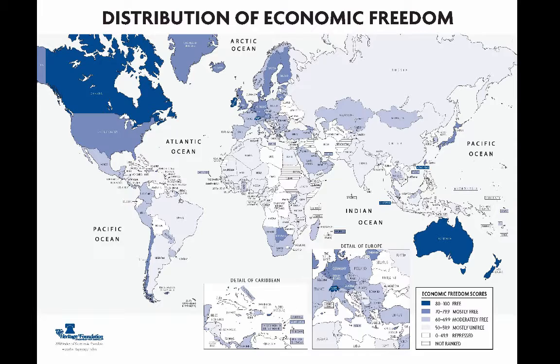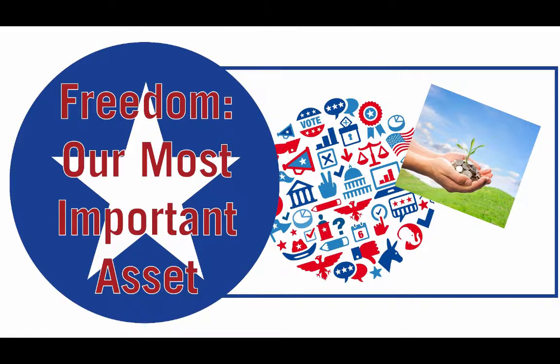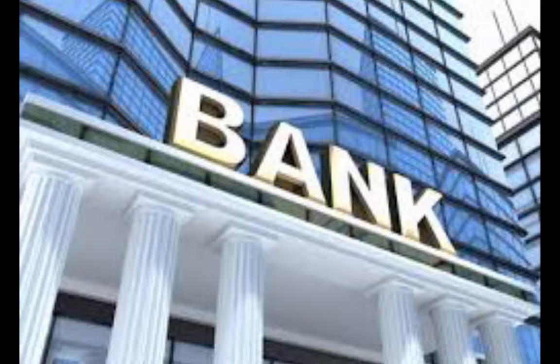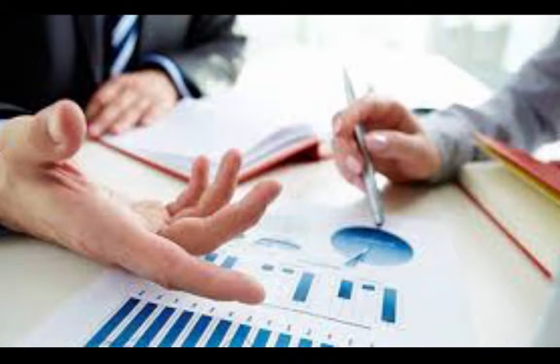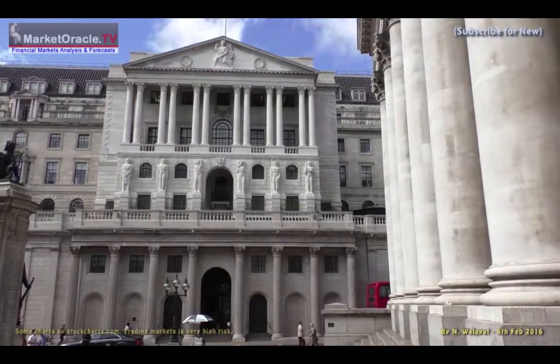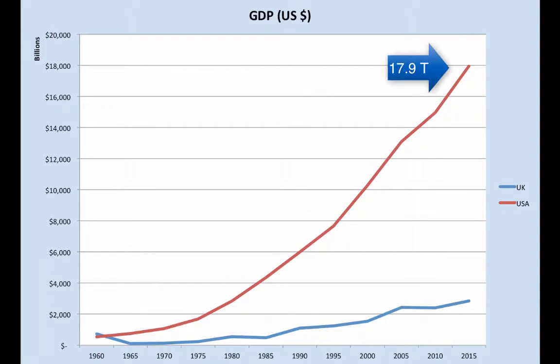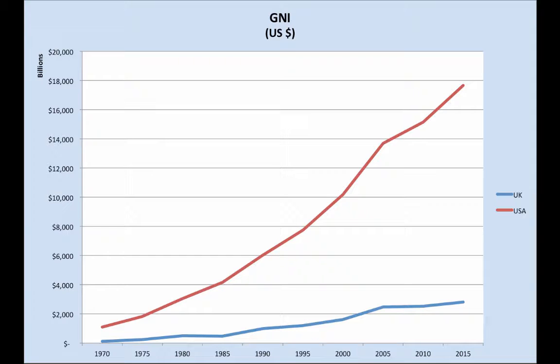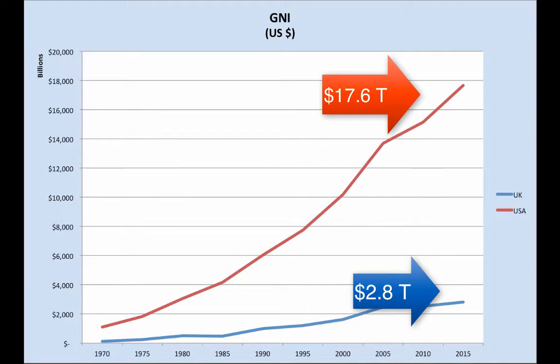These values have been consistent over 20 years, hovering around the value of 75. Services such as banking, insurance, and business services are key drivers of the UK's GDP growth. The GDP for the United States in total is much larger at $17.9 trillion than the United Kingdom at $2.8 trillion, whereas the GNI for the United States is at $17.6 trillion and the UK is at $2.8 trillion.